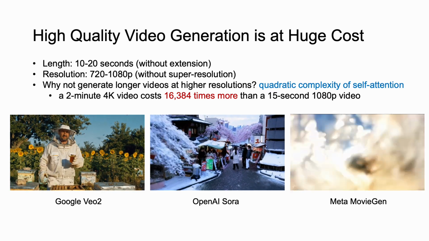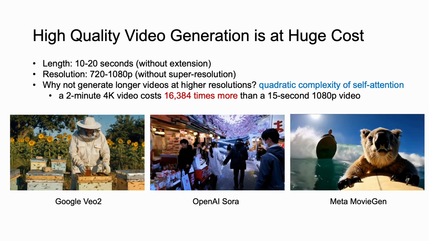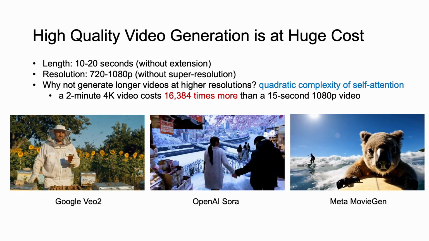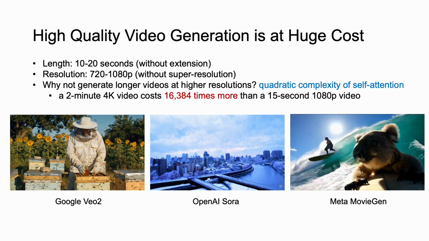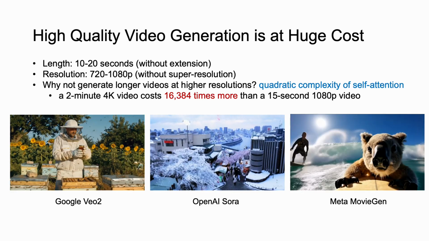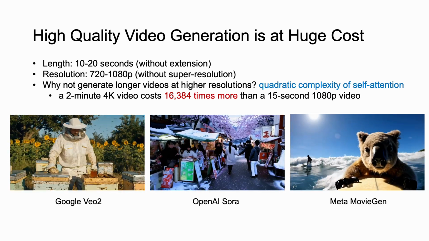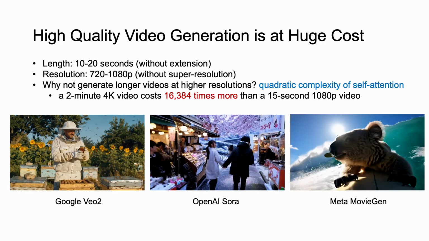Why is it so hard to generate longer videos at higher resolutions? The key reason is that the cost of self-attention layers scales quadratically with respect to the number of pixels in the generated videos. That means a 2-minute 4K video costs 16,000 times more than a 15-second 1080p video, which is almost unaffordable.